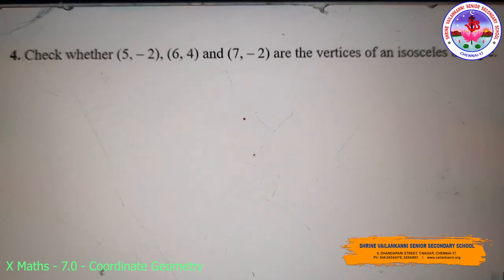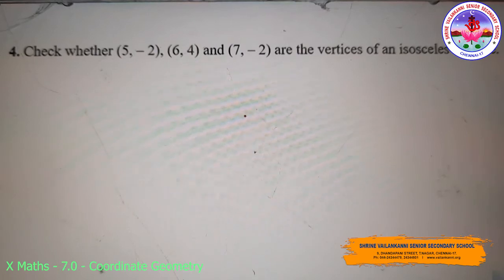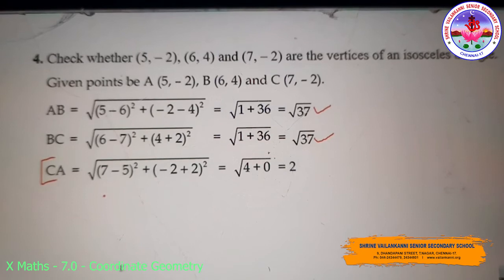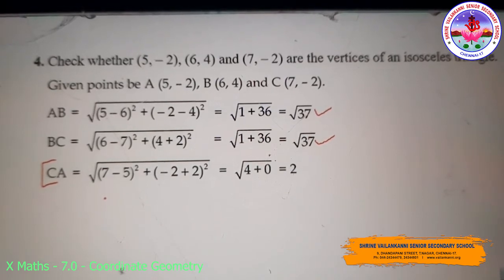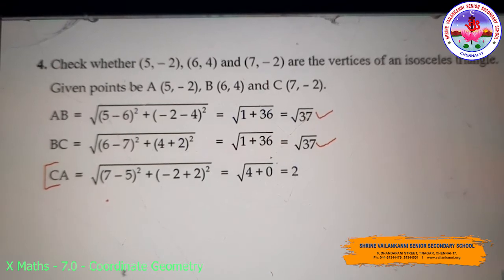Fourth problem, check whether 5, minus 2, 6, 4 and 7, minus 2 are the vertices of an isosceles triangle. See, this question is based on finding the distance of AB, BC and CA. We are going to find that any two distances will be equal to each other, satisfying the isosceles property. Now coming to the solution, where the given points are A 5, minus 2, B 6, 4 and C 7, minus 2. So we want to find the distance of AB.